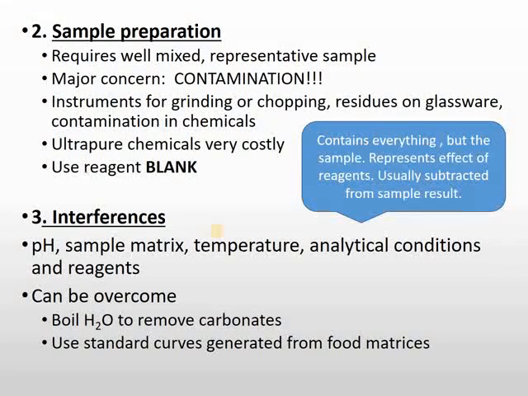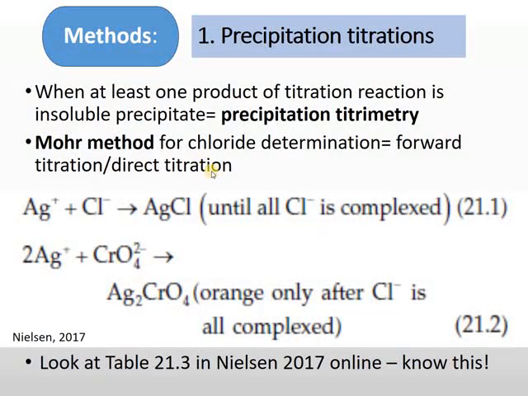So how do we go about preventing those interferences? Because if there's interference, it means that the analysis cannot be done, but the analysis has to be done. So those interferences can be overcome by either boiling to remove your carbonates, because they will interfere, and also using standard curves generated from the food matrix, and in that way you can get the actual concentration without any interference from the chemicals in the food. Okay, so I'm going to stop here and then I'll talk about the methods.